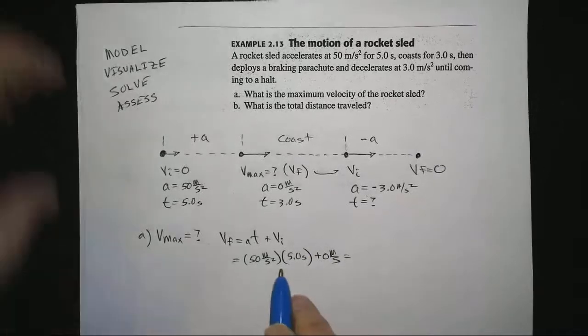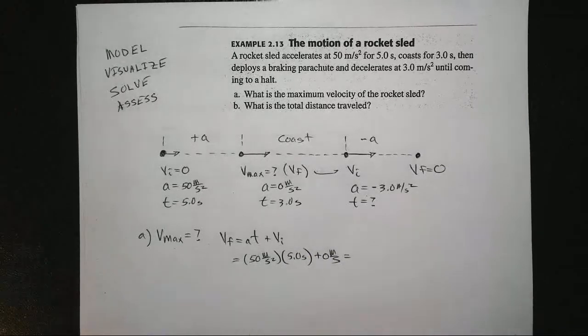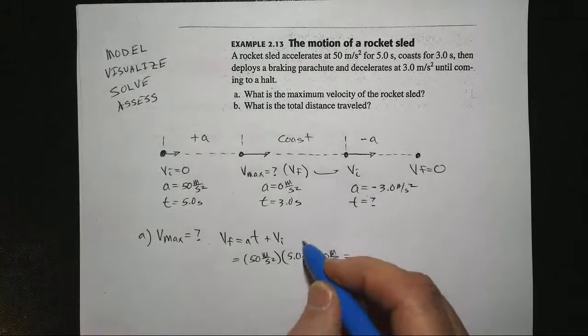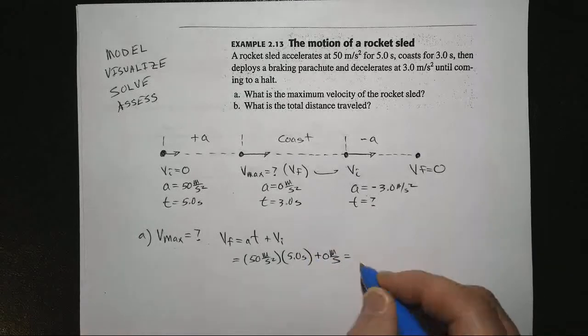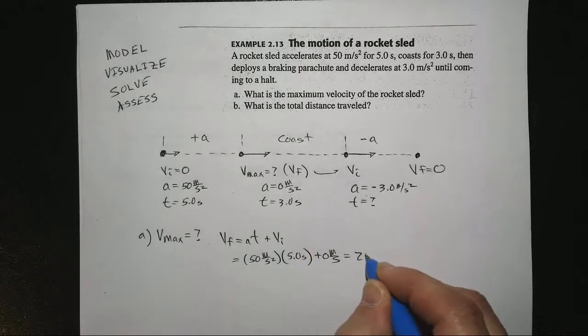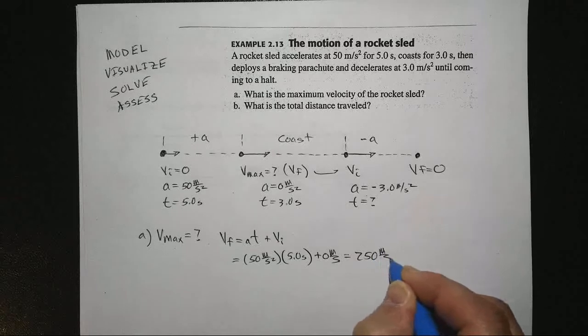And the math is not hard. 50 times 5 gets us 250. The seconds will cancel, leaving just meters per second. So we're going to get a velocity of 250 meters per second.